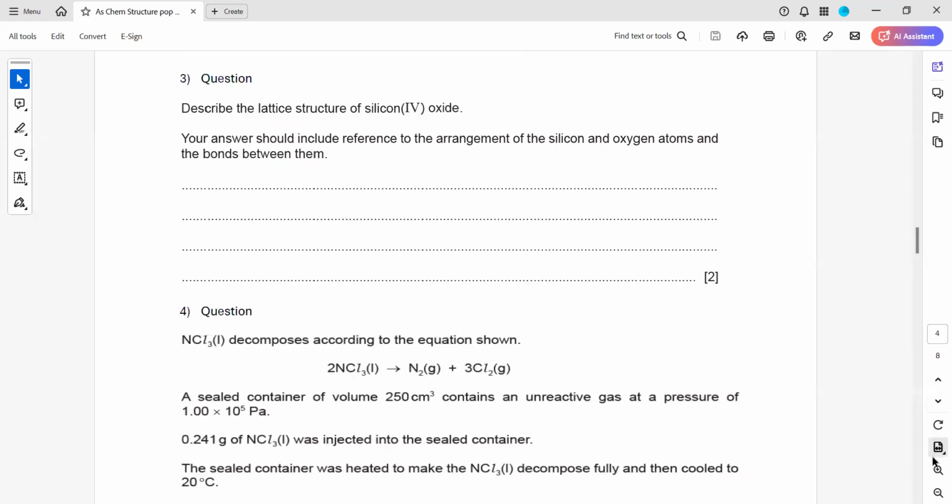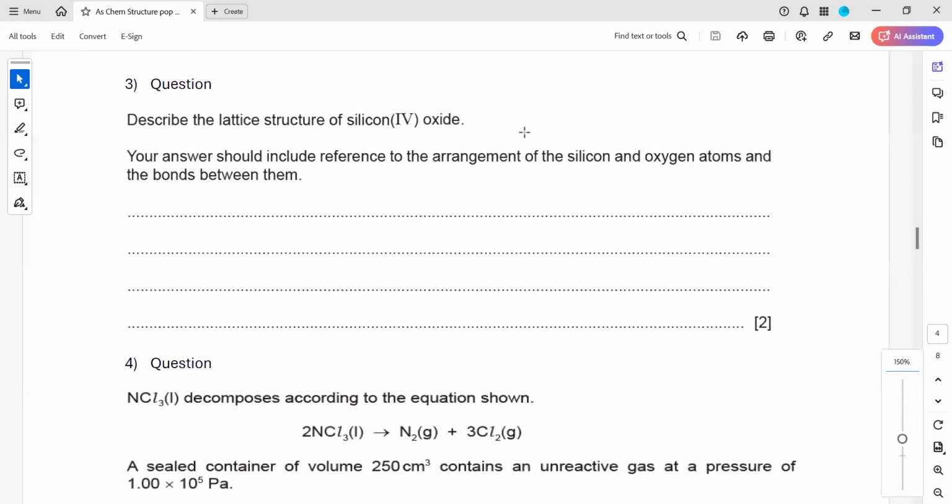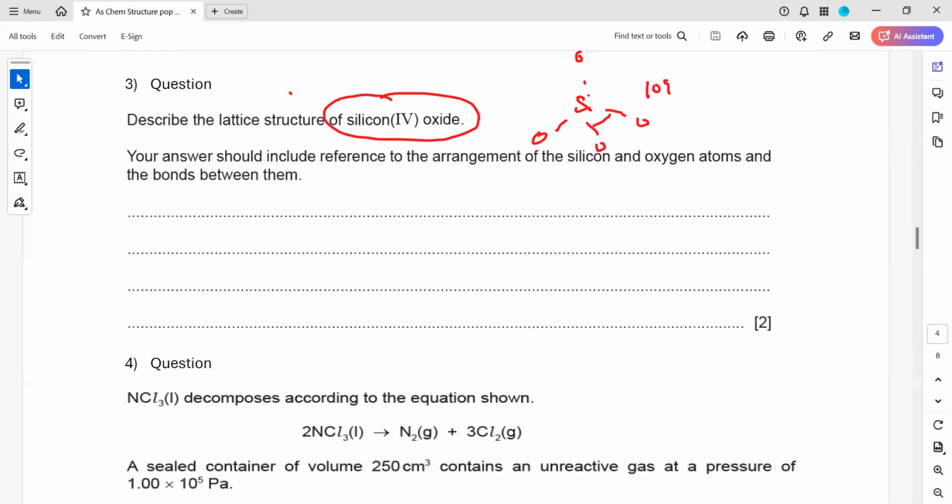Question 3, describe the lattice structure of silicon 4 oxide. Silicon 4 oxide is a giant structure in which each silicon and 4 oxygens are bonded covalently. So it's a giant covalent structure, with covalent bonds between the silicon and oxygen. Because there are 4 bond pairs and no lone pair, it will have a bond angle of 109.5 and a tetrahedral structure. So mention the points: giant covalent structure, and because each silicon forms 4 covalent bonds with oxygen, as a result, it will be tetrahedral.